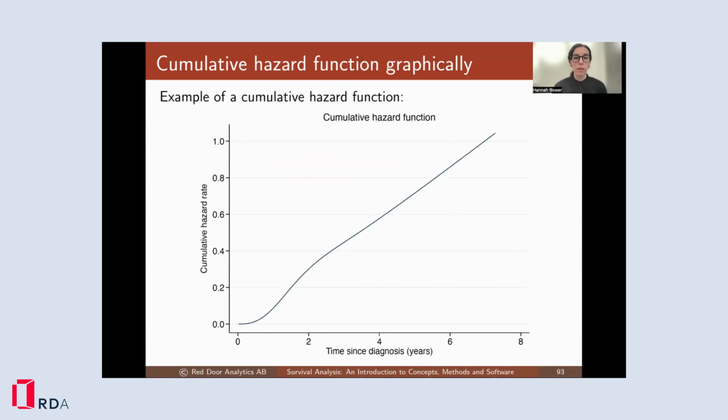So one example of what it might look like is presented here, where we have the y-axis representing the cumulative hazard rate. And again, on the x-axis, we have the time scale, time since diagnosis. So this is just the integral of the previous curve that I presented you. And you can see that this is an increasing function over time, and it starts at 0.